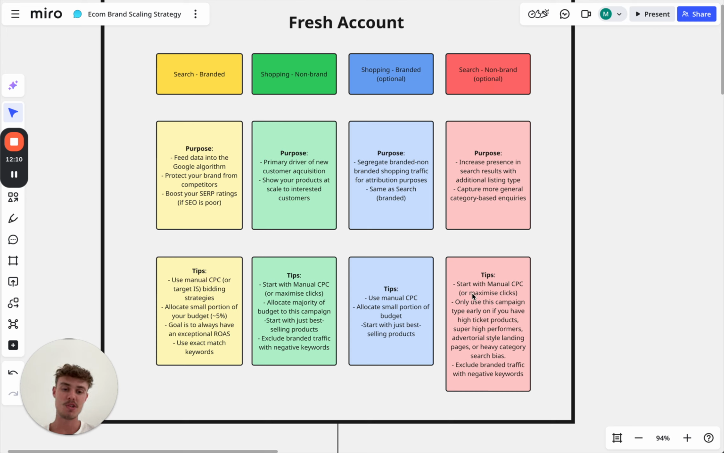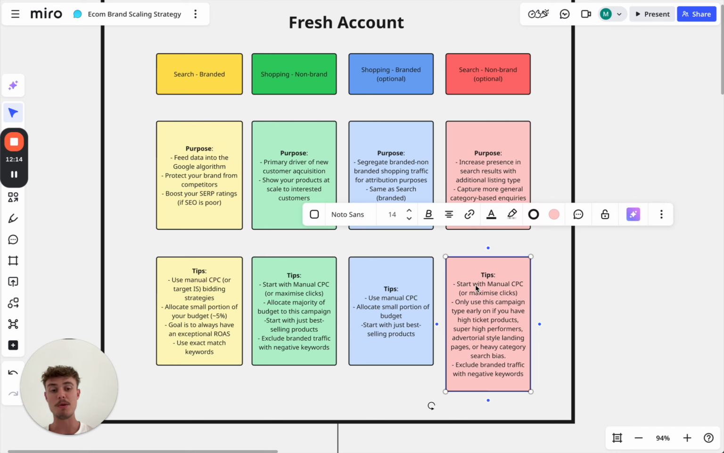Also, if you have a super high performer, I'll get to this in a moment, but there's a couple other reasons as well. Anyway, you want to be starting with manual CPC, as always, or maximize clicks if you like. You can use maximize clicks on this campaign because it is not branded, but manual CPC is always the best at the beginning of an account.